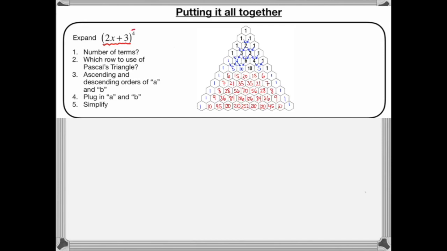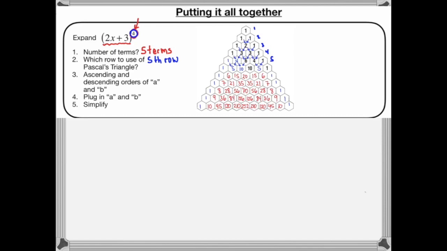So the first thing we want to say is, how many terms is this going to have when I expand it all out? I take the 4, I add 1, and so it's going to have 5 terms. So which row do I use in Pascal's triangle? We take the exponent and add 1 to it, and that is going to be the 5th row. So the 5th row, that basically means 1, 2, 3, 4, 5.